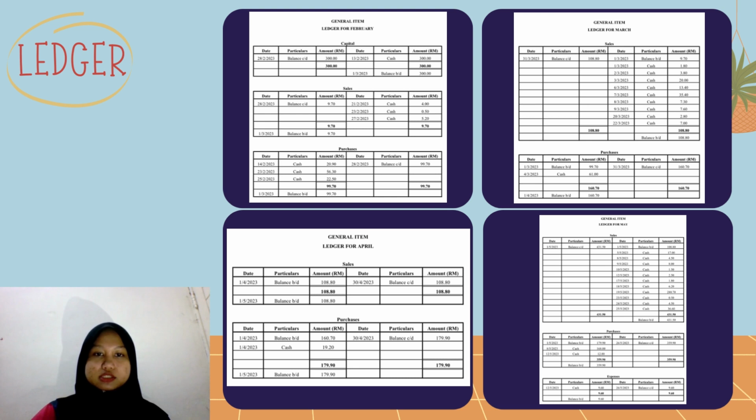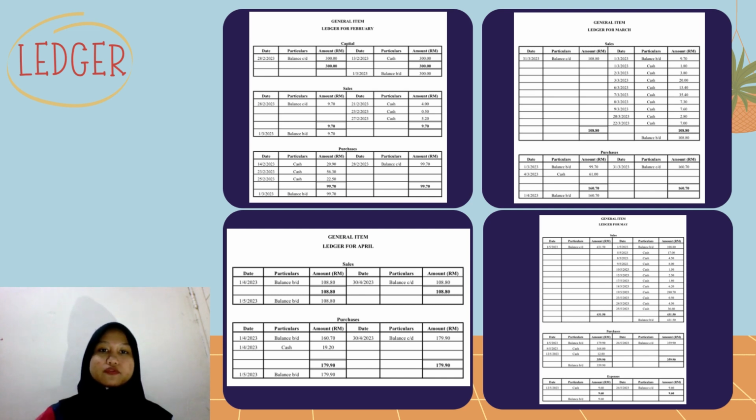We have sales and purchases ledger. So for sales, we have 9 new entries with a balance BD of RM9.70 and 9 new entries on 1 March, 2 March, 3 March, 6 March, 7 March, and 8 March, 9 March, 20 March, and 22 March with a total amount of RM108.80. Next, for the purchases, balance BD is RM99.70 with the new entries for March with a total amount of RM160.70.